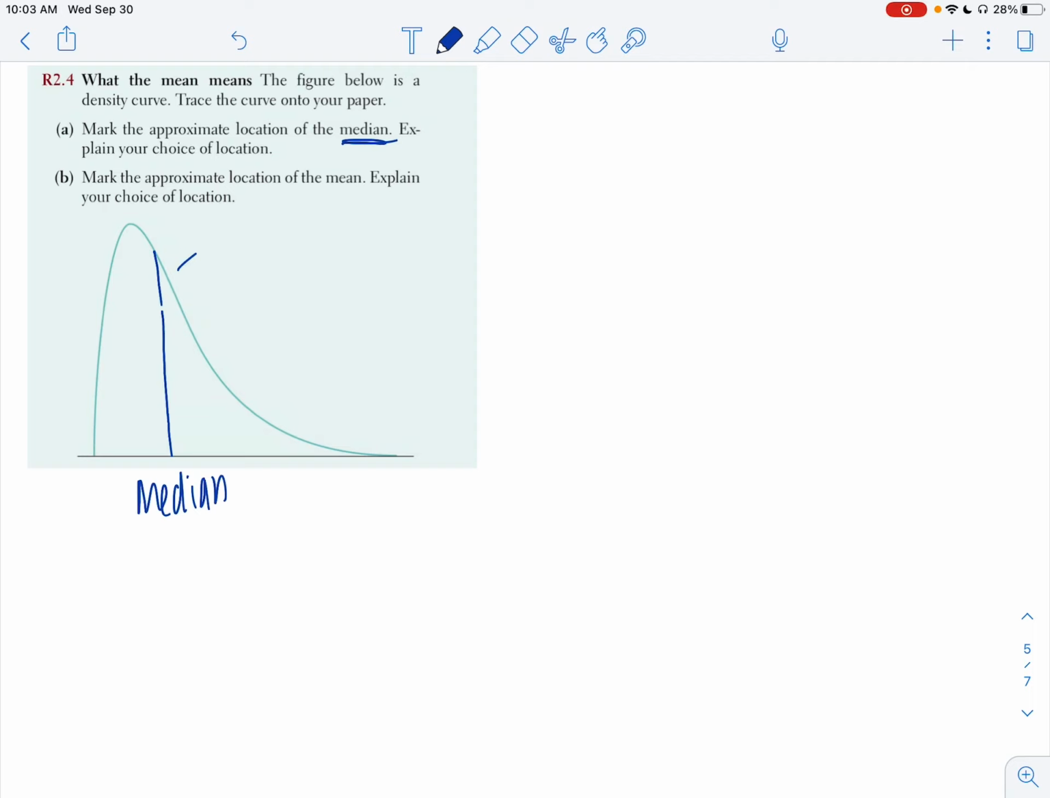I chose this spot because about half of the area is on the left and half of the area is on the right. So if I calculated the area under the curve, it'd be split about 50-50.